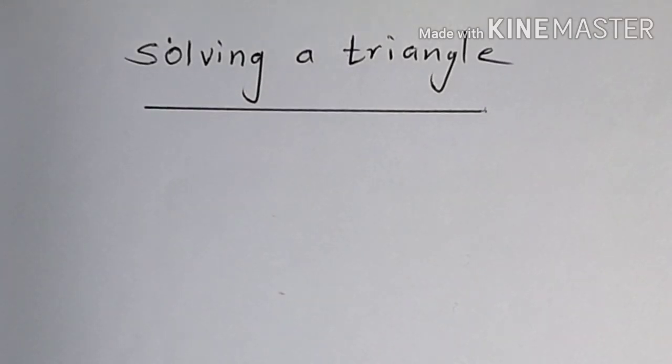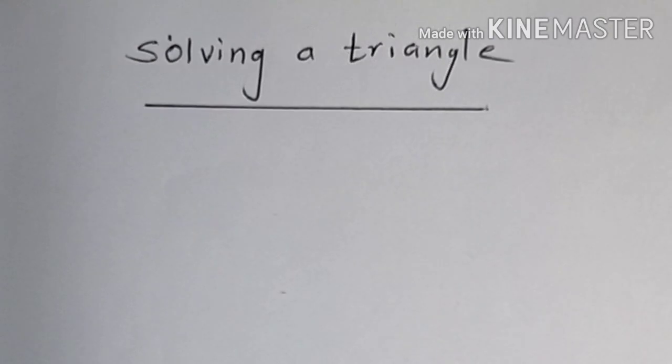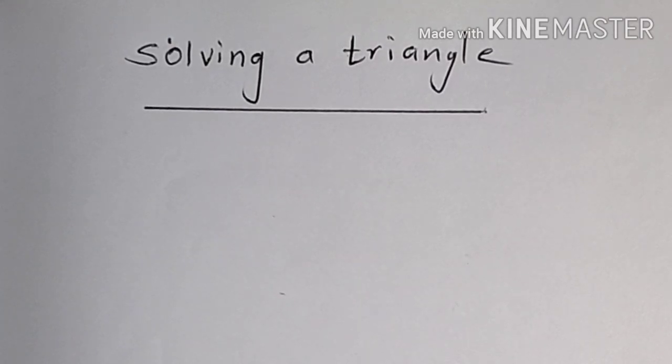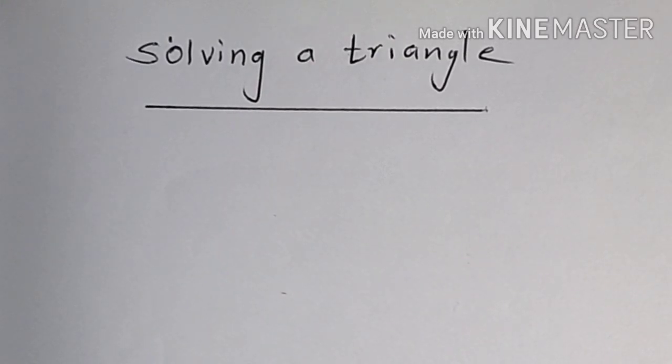We know how to solve a right angle triangle. We have so many properties, like we use 30, 60, 90 property and several other properties we have for right angle triangle. Now we are going to consider general triangle.